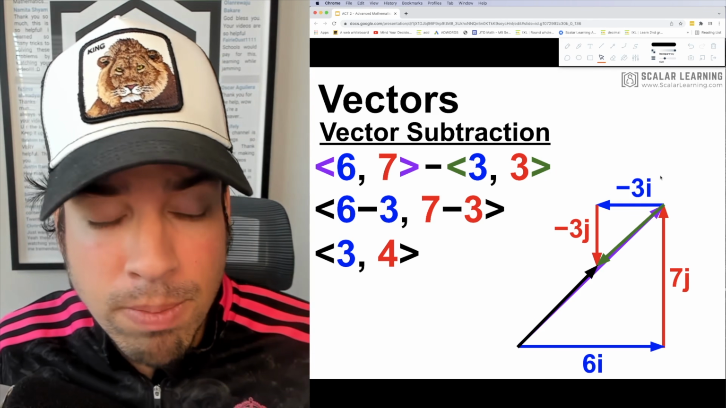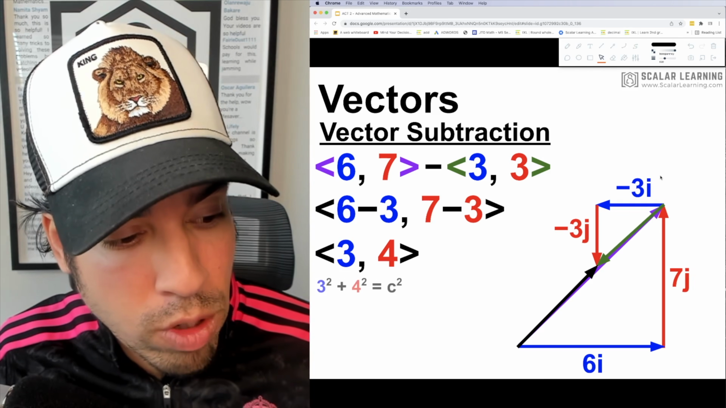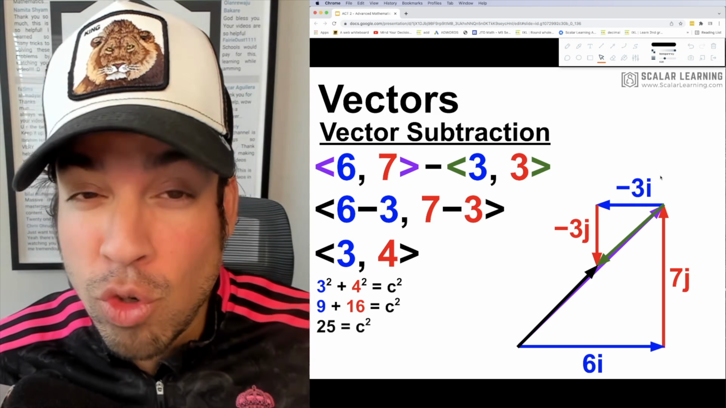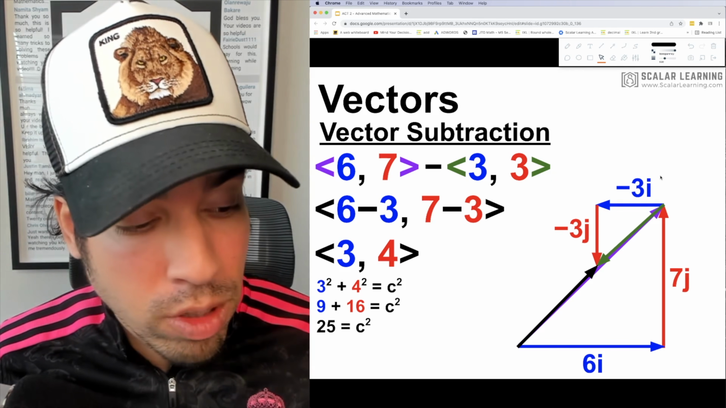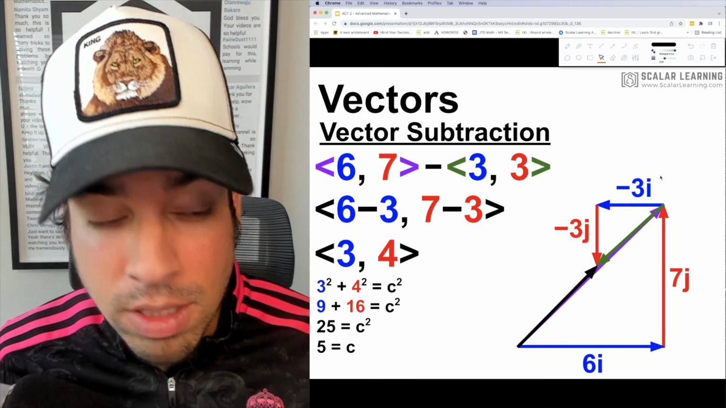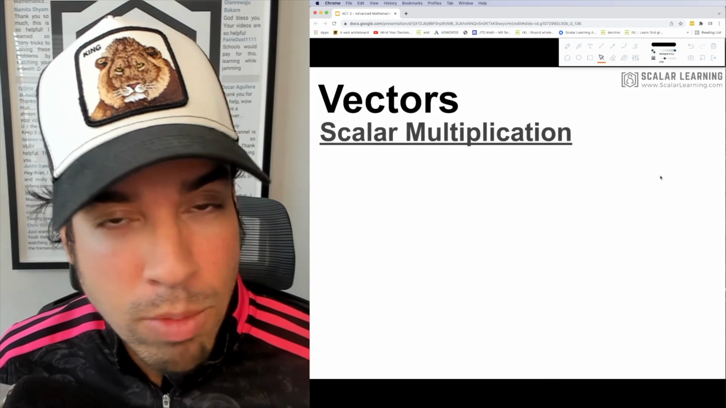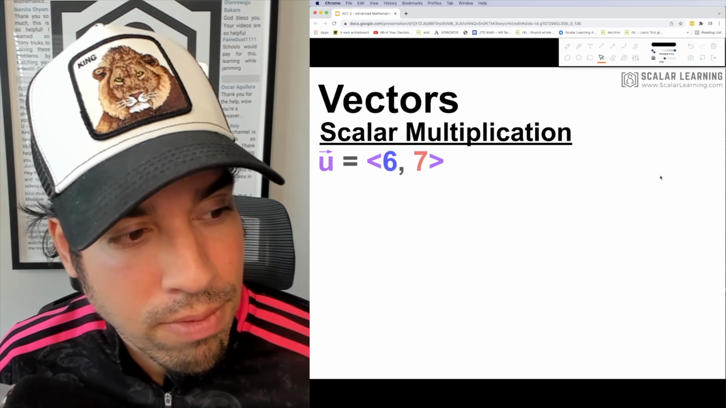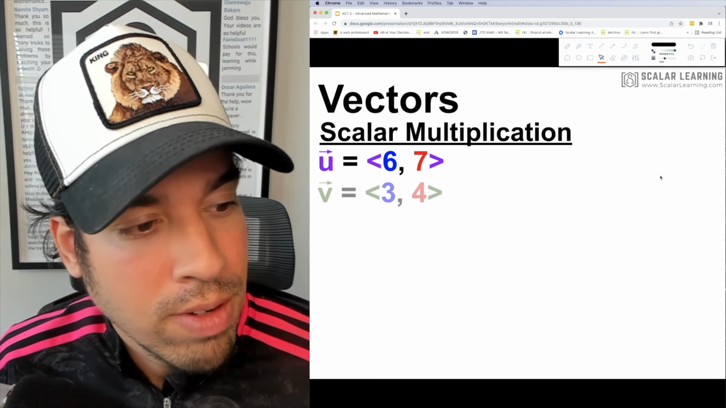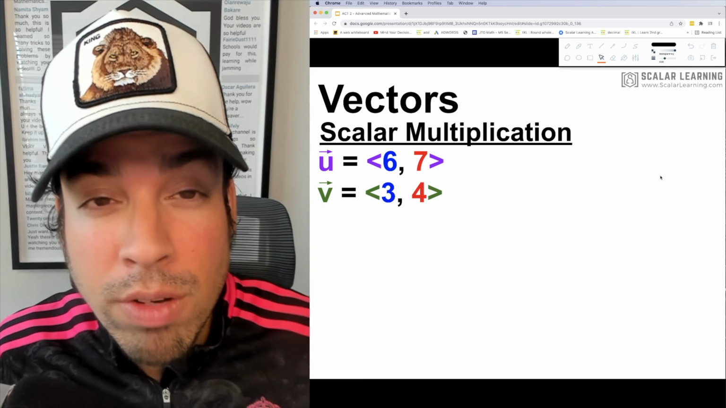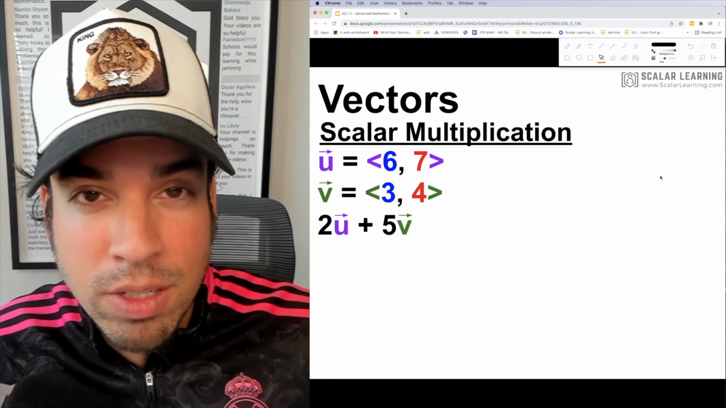And we can now calculate that magnitude. Since we know the final component vector is 3, 4, we use 3 squared plus 4 squared equals c squared. That's 9 plus 16. Once again, 25. Square root of 25 is 5. So that gives us a magnitude of 5. Boom, done. Last but not least, let's talk about scalar multiplication with vectors. So what if I had a vector u and I have another vector v, right? So we got 6, 7, 3, 4 in component form. Now, what if the question asks, what is 2u plus 5v?